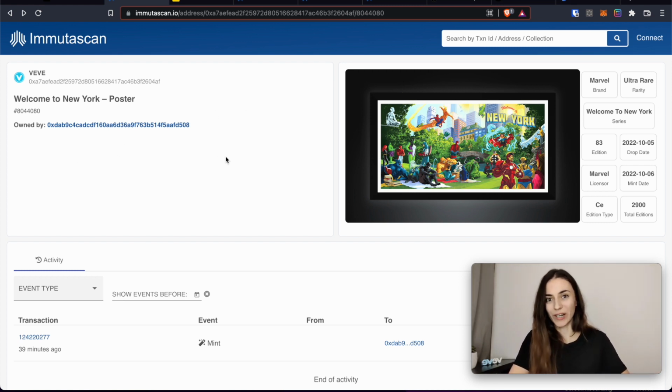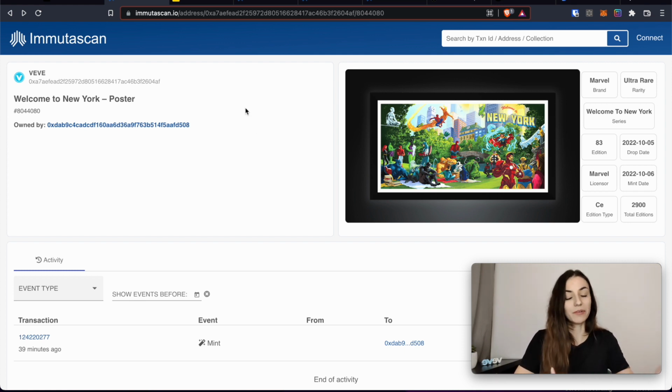One way is if you share a purchase online. A lot of people on Twitter get very excited if they hit a low mint on a drop or something else, and they share that on Twitter. So you will see the collectible and the mint number. In future we can just look up that collectible by the mint number, and it will show us the owner address. So this is one way we can map a Veve user to a wallet address.